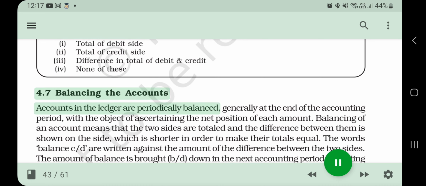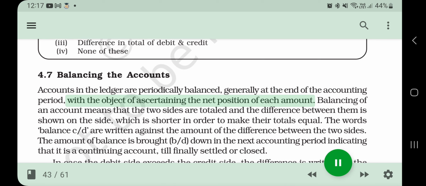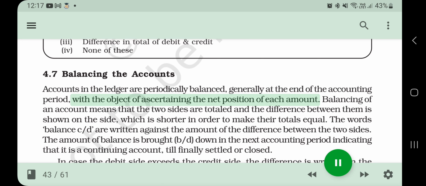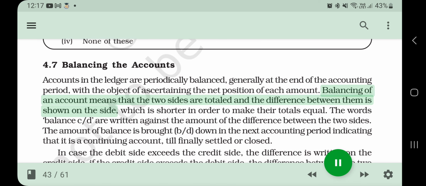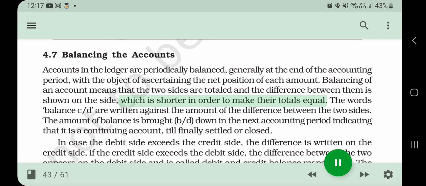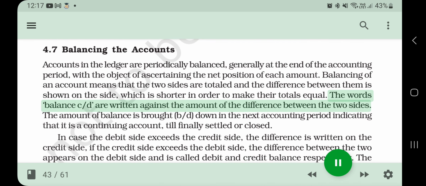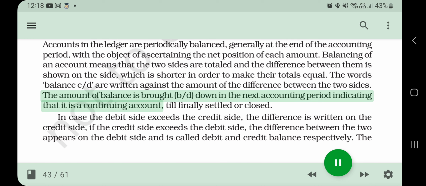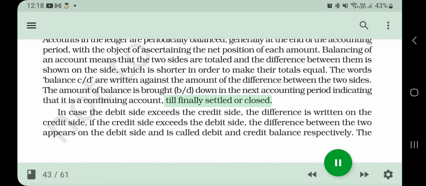7. Balancing the accounts. Accounts in the ledger are periodically balanced, generally at the end of the accounting period, with the object of ascertaining the net position of each account. Balancing of an account means that the two sides are totaled and the difference between them is shown on the side which is shorter in order to make their totals equal. The words balance c/d are written against the amount of the difference between the two sides. The amount of balance is brought b/d down in the next accounting period, indicating that it is a continuing account, till finally settled or closed.